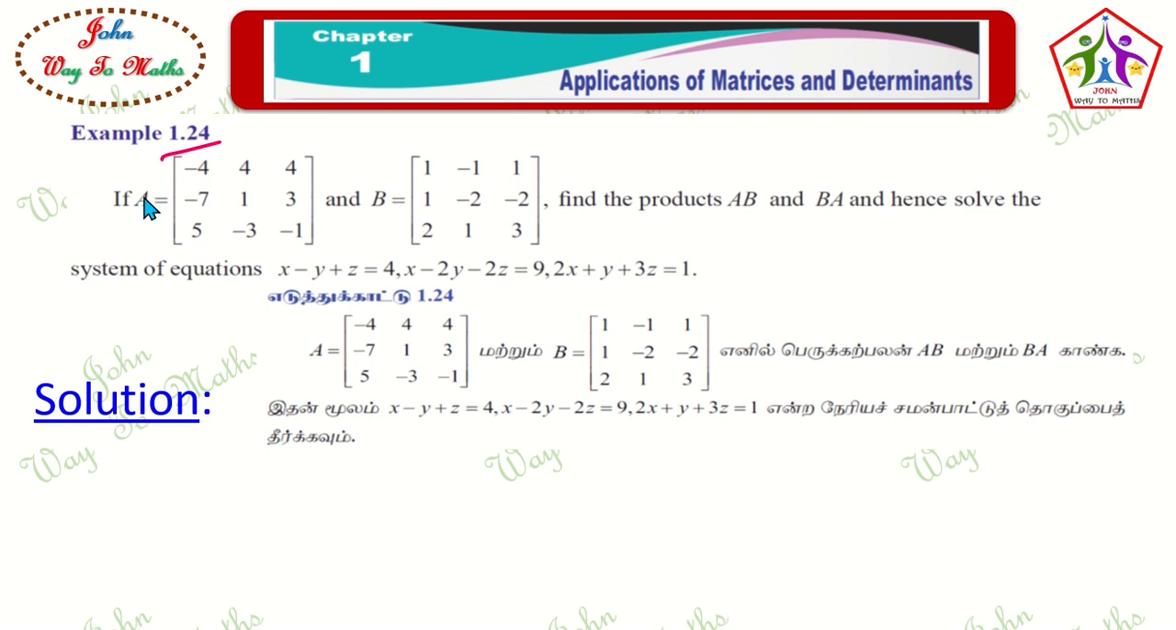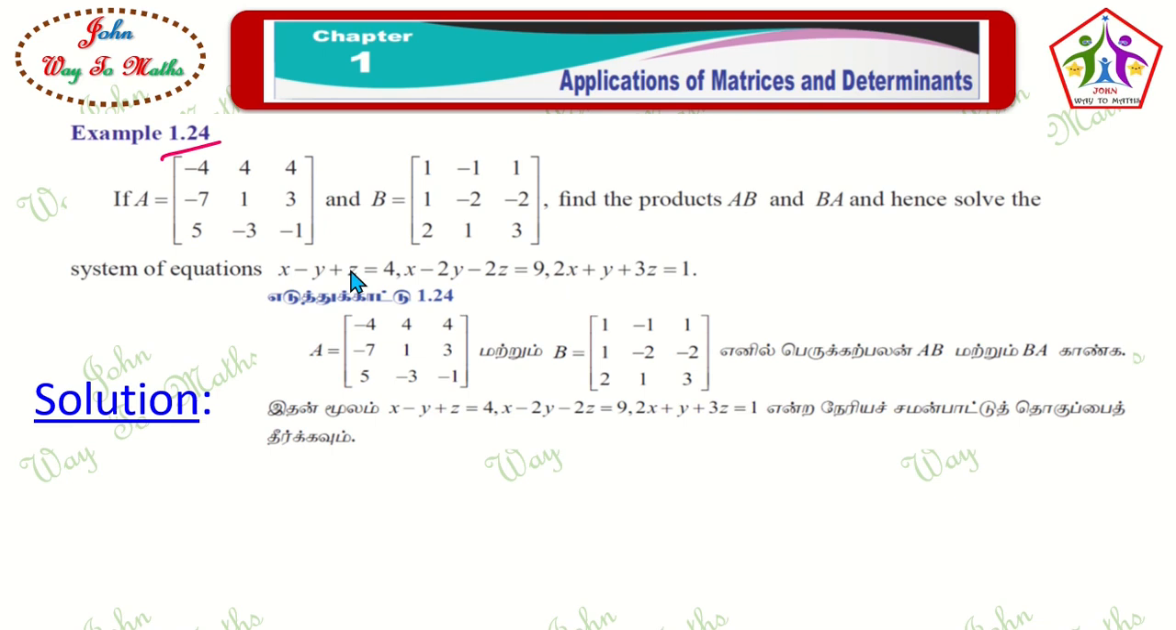Example 1.24. If matrix A is equal to [-4, 4, 4; -7, 1, 3; 5, -3, -1] and matrix B is equal to [1, -1, 1; 1, -2, -2; 2, 1, 3], then find the product of matrix AB and matrix BA and hence solve the system of equations x minus y plus z is equal to 4, x minus 2y minus 2z is equal to 9 and 2x plus y plus 3z is equal to 1.